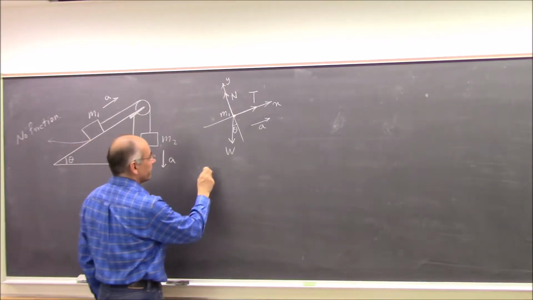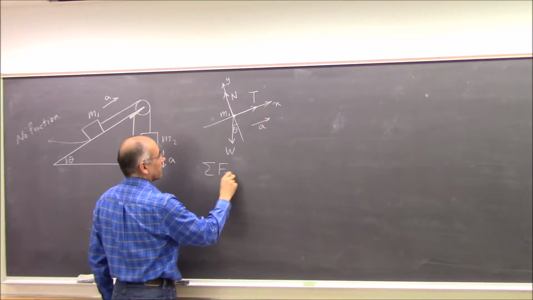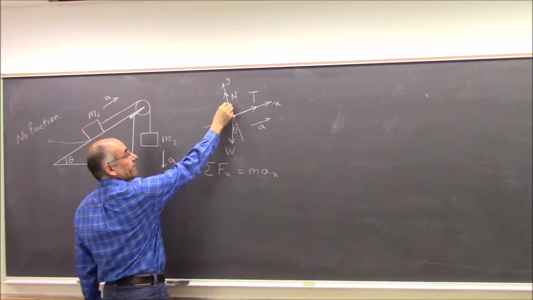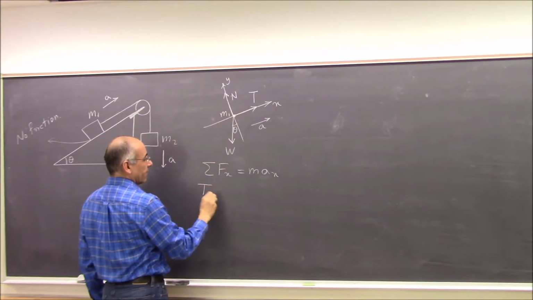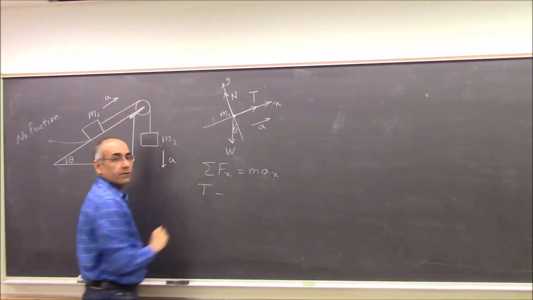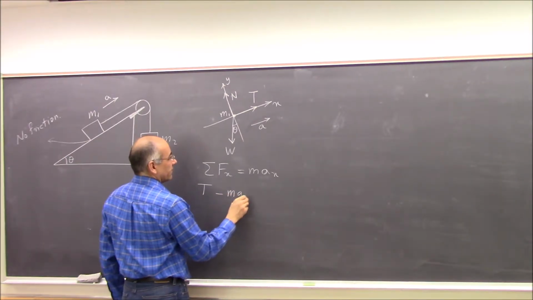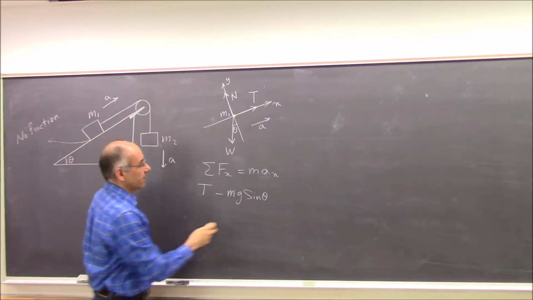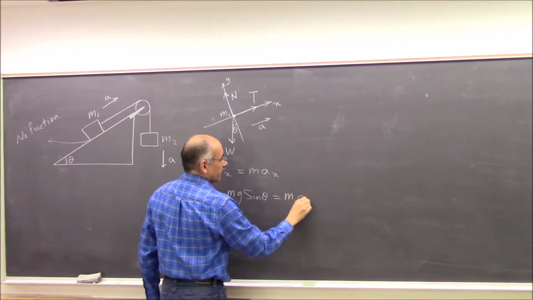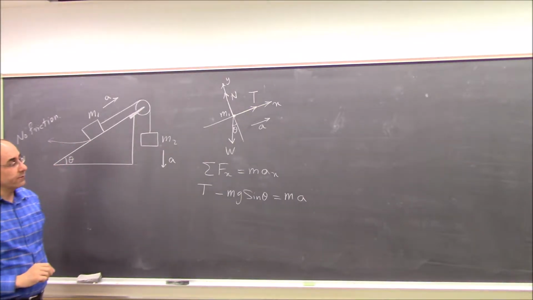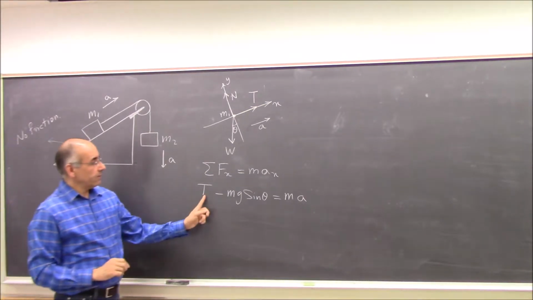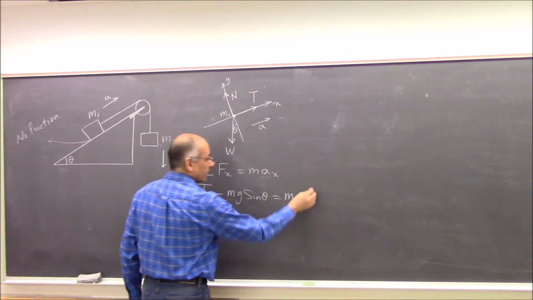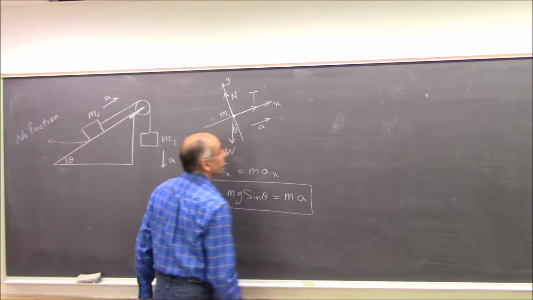So if I write sum of Fx equal to max, what do I get? N doesn't have an x component, so it's T magnitude, and the component of W is mg sine theta, but negative, right? Because it is in that direction, equals mass times acceleration. Magnitude, right? We don't know T, we don't know a, so we stop right here. But this is a useful equation.